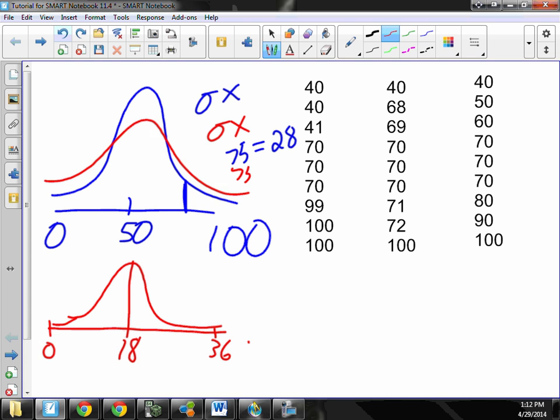But a 75 on the red test would be worth more or less than that? Less than that. It might be worth 26. And they've done that with all of their tests, and it actually is very, very reliable.